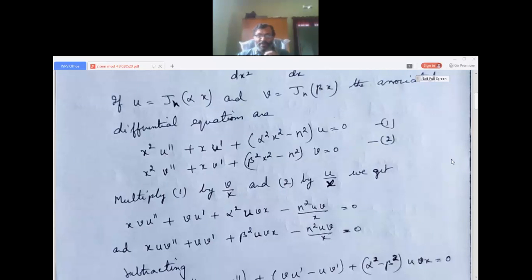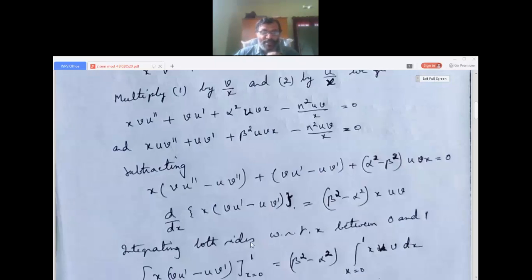by u by x, you get this equation, and then you subtract. If you subtract, we get this. It is very clear. And what I did, I took this last term to the other side. It will be minus of alpha squared minus beta squared into u v x. So minus can be written as beta squared minus alpha squared, correct, into x u v.